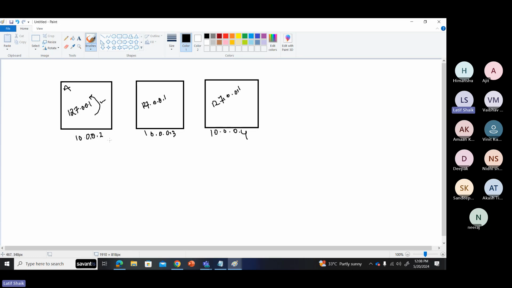Okay. If I want to communicate from A to B, I want to send a ping request, for example, to 10.0.0.3 from A. What I do, I'm pinging to 3. It means I'm sending a ping request from A to B. Same from A, if you're sending a ping request to 127.0.0.1, it means you're sending a ping request to A only. A to A.